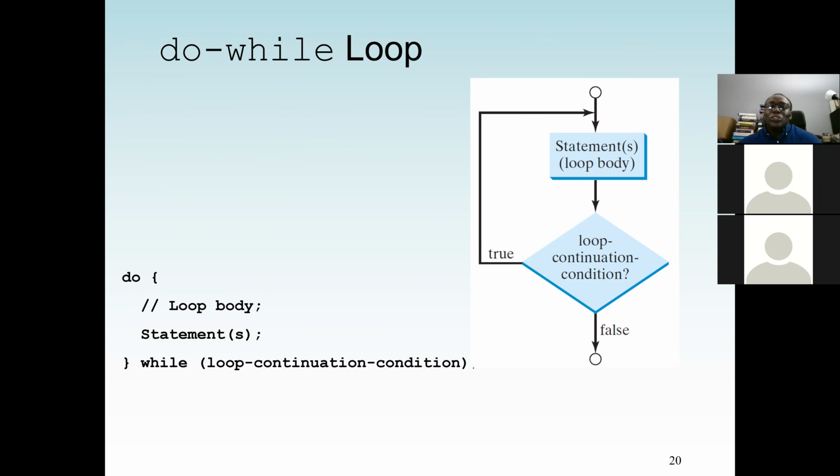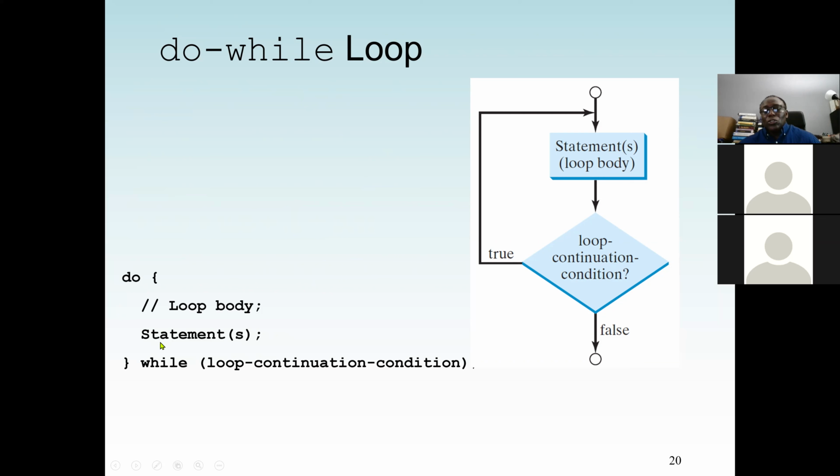So sometimes we may see a question: what's the difference between while loop and do while loop? While loop may not execute at all if the condition is false from the beginning, because we check the condition first before we execute. Do while always guarantees that the statement will execute at least once, because we always execute the statement before we check a condition. Other than that, they are the same idea, the same concept.